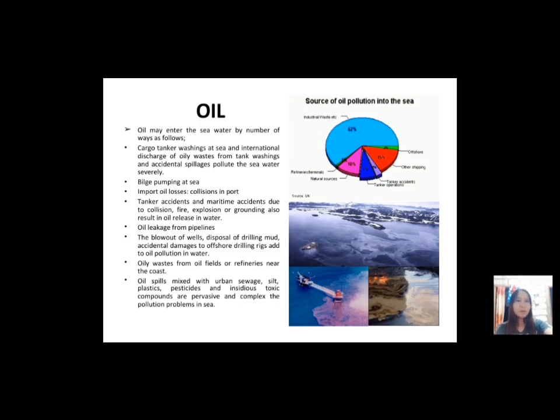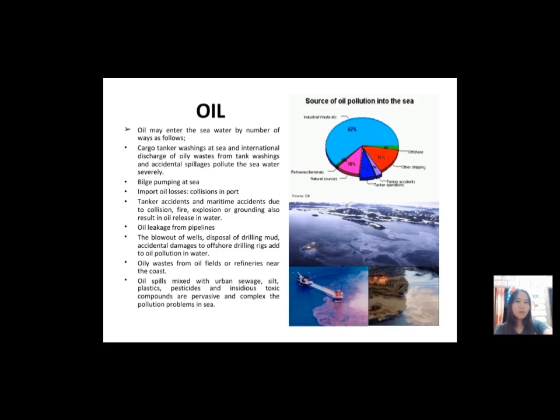Then, bilge pumping at sea, import oil losses or collisions in port, tanker accidents and maritime accidents due to collision, fire, explosion, or grounding also result in oil release in water. Kanang na-explode, nibuto, or nasunog nga mga tanker or cargos. So, result po na siya sa oil pollution. Oil leakage from pipelines, kanang mga nabuslot nga tubo nga nagtuto nga mga langis or oil.